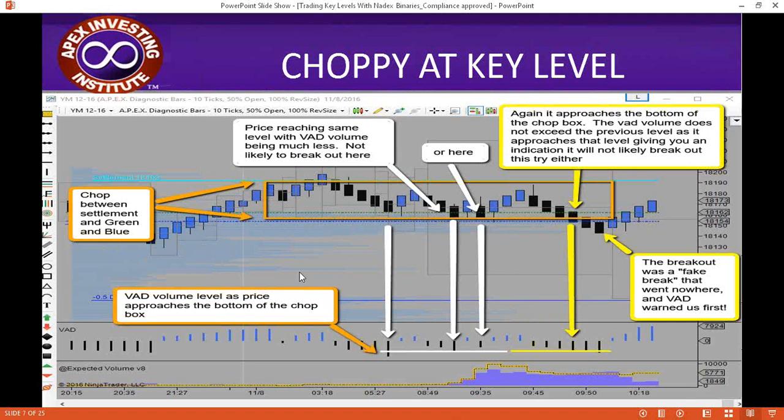So don't be overwhelmed by this chart right here. I want to go through a few things with you, okay? This is an Apex proprietary chart and indicators. All right, so you see right here we've got settlement, and we've got what's called blue and green ice, which are volume levels. We see that the market came up into this level, and what it's doing, it's chopping between these two levels, right? It's just kind of bouncing, all right?